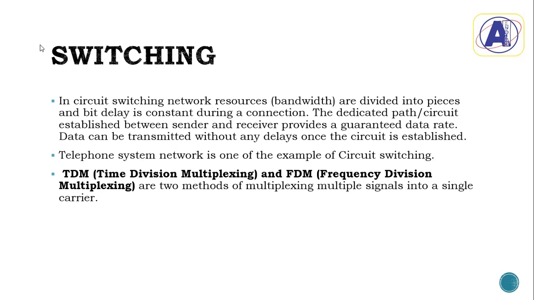Alright, now guys, before I go deeper, these are just the types of switching you have: time division and FDM are two methods of multiplexing multiple signals. These are two ways you can switch. Now, what is switching itself?